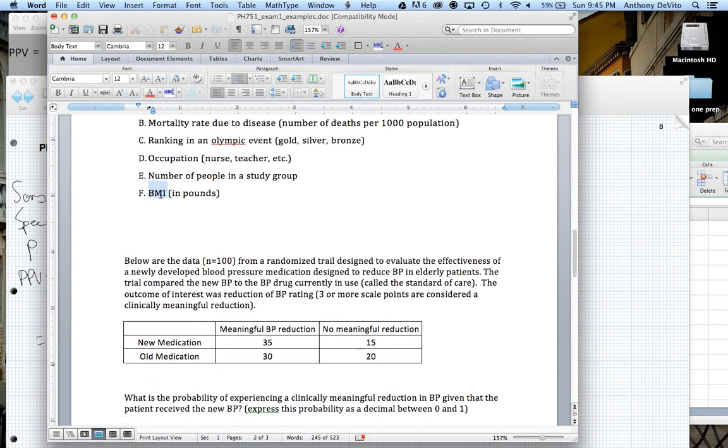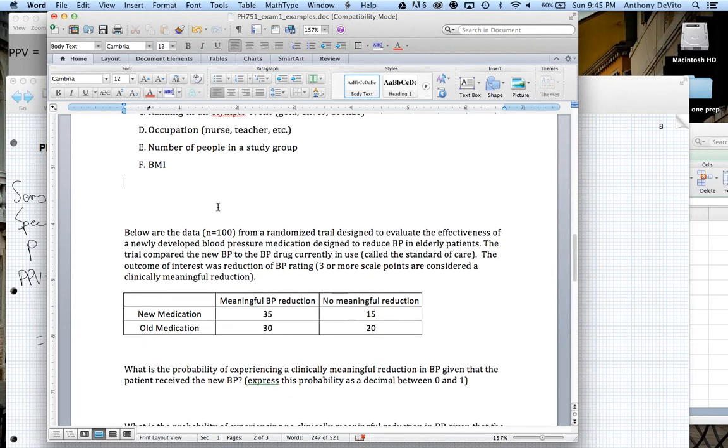Okay, BMI. Excuse me, that wouldn't be in pounds. Are there units for BMI? Body mass index. I guess there are units. I'm not sure what they would be, kilograms per square, whatever, inch, centimeter, or something like that. Okay, that would be continuous also, I agree.